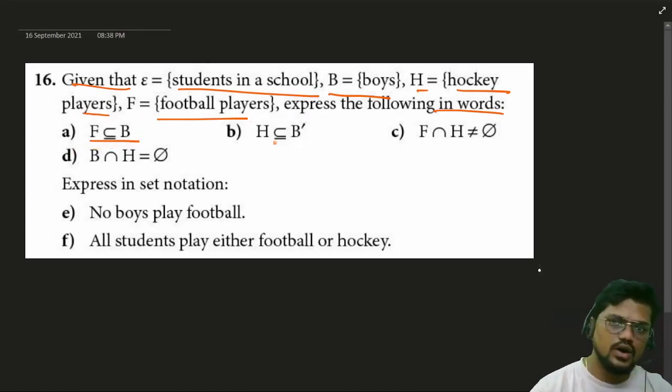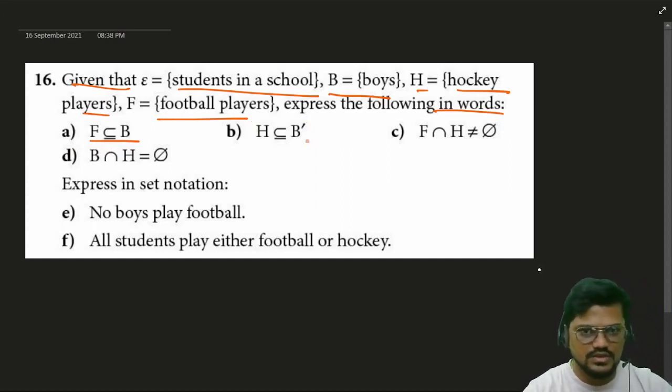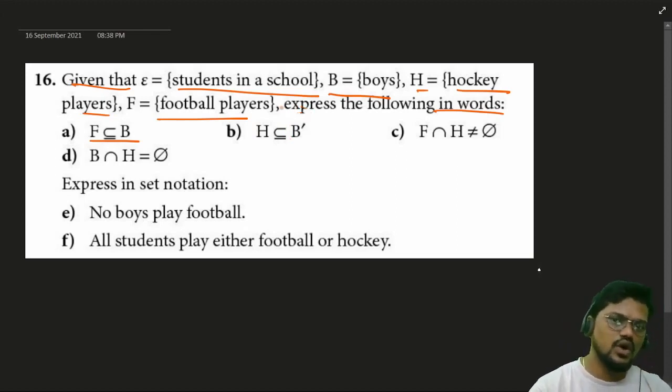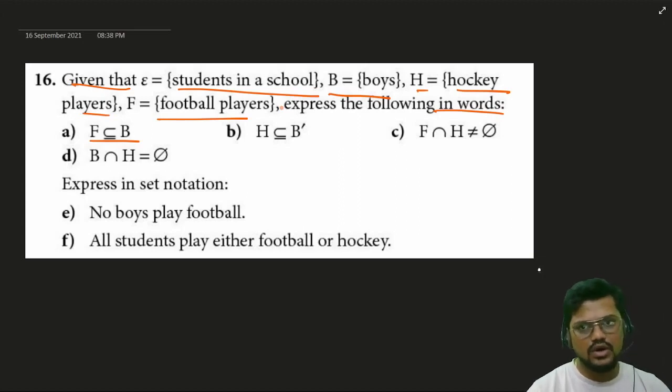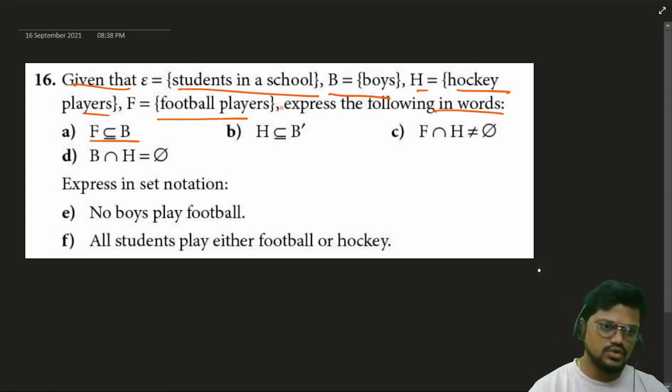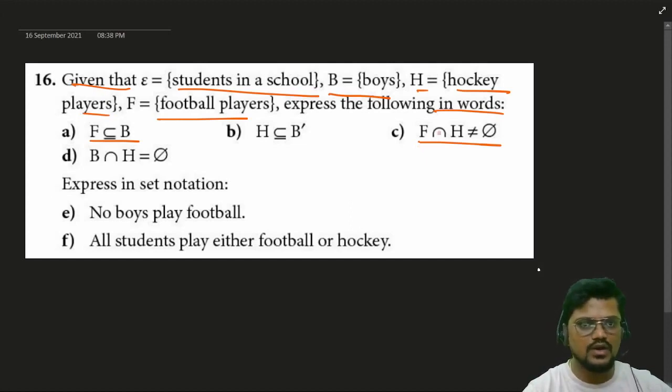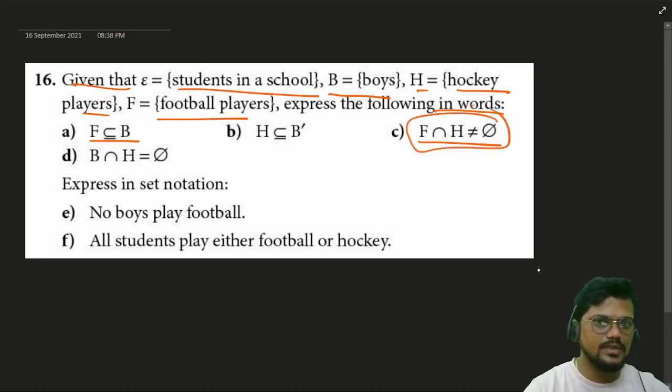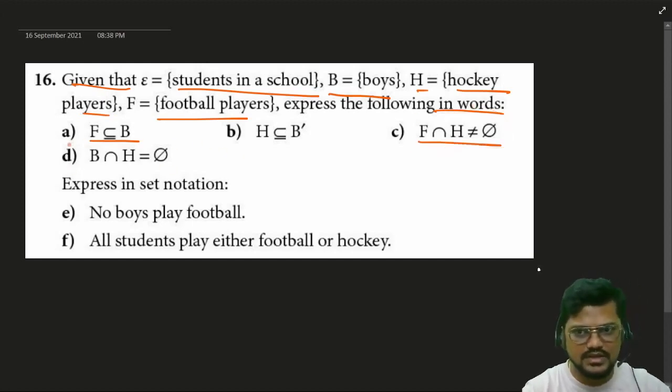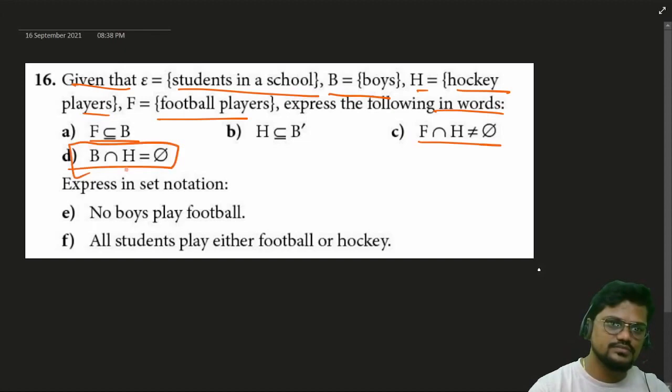Next, all hockey players are not boys. For this, since it is a B complement, all hockey players are not boys. You can also say all hockey players are girls. Both ways will work. F intersection H is not equal to an empty set. Over here, some football players are also playing hockey because it is not an empty set. Over here, it is an empty set. That means there are no boys who are playing hockey.